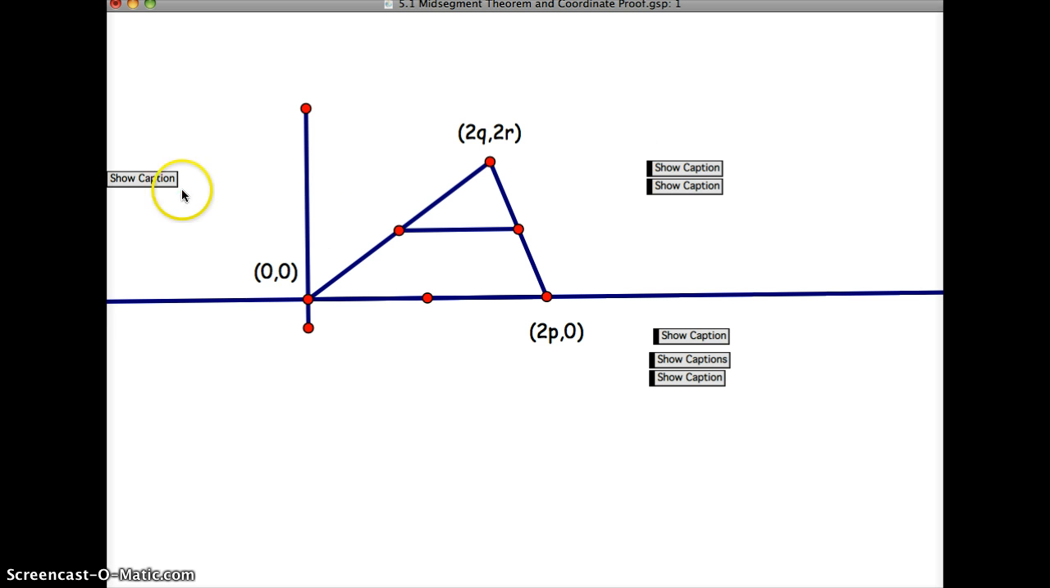All right, so if I want to prove that this point right here is the midpoint of (0, 0) and (2p, 0), I would do x plus x, so 2p plus 0, divided by 2. So 2p plus 0 is 2p, divided by 2. 2p divided by 2 is just p, and then 0 plus 0 is 0, of course, so this is going to be (p, 0). Okay?